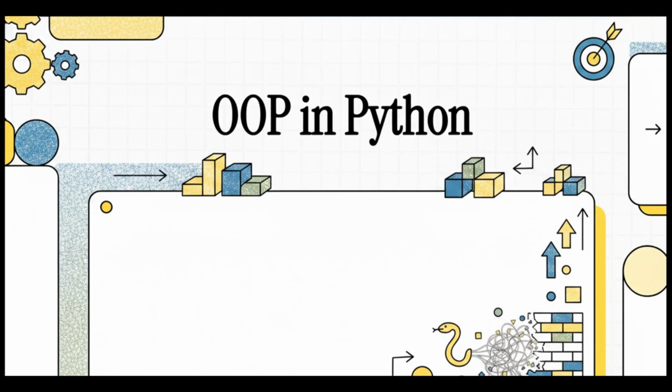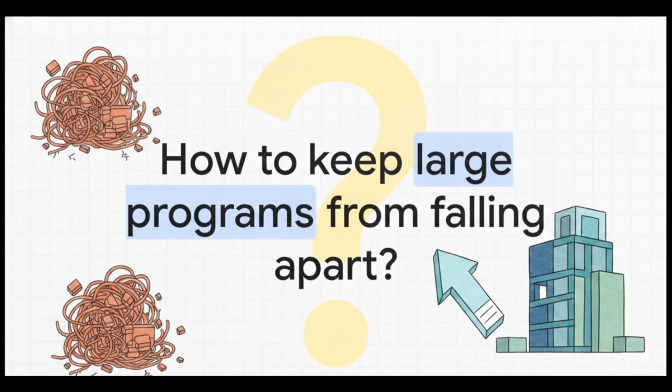Today, we're looking at the absolute backbone of great software architecture in Python, object-oriented programming. If you've ever stared down a massive, overwhelming wall of code and thought, there has to be a better way, well, you are in exactly the right place. Okay, let's dive into this.